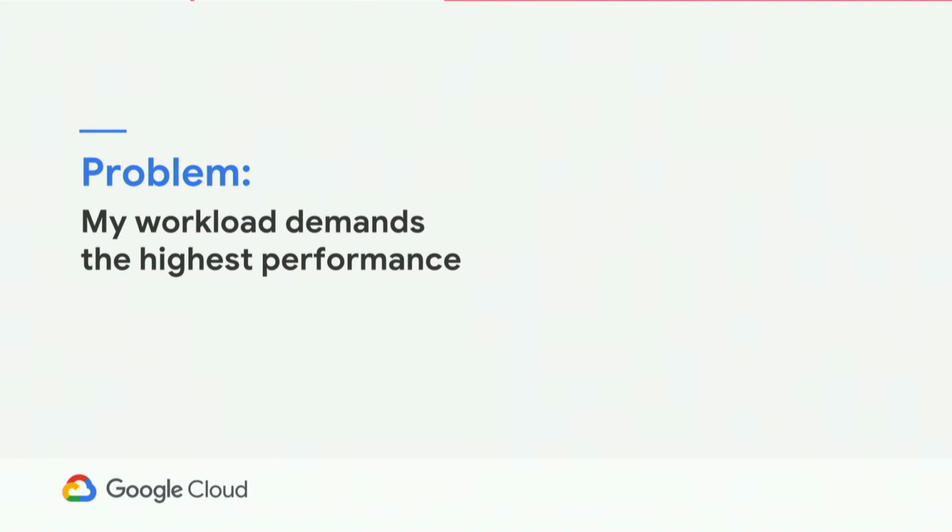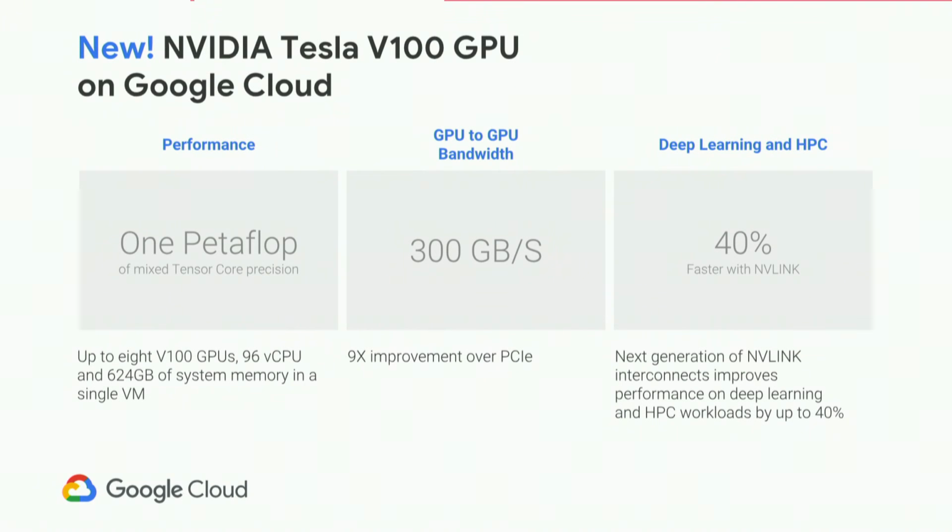So let's look at another problem out there. Let's say your workload really demands the highest performance. And then you say, I could run CPUs, I could run K80. Well, Google has you covered there too. We just launched the Tesla V100 GPU. This is the latest GPU from NVIDIA. It has up to a petaflop of performance in a single VM, right? And that petaflop of performance in one VM comes from 8 GPUs and with mixed precision. And this mixed precision means when you're doing math that's maybe not super, super accurate. Engineering simulations need that, but machine learning workloads don't. So it's great for that.